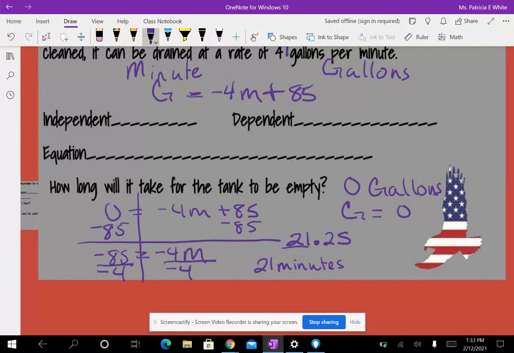So I have 21 minutes and 0.25. Is that going to be 25 seconds, guys? No. This is 1/4 of a minute. So there's 60 seconds in a minute. Then to divide that into quarters, 1, 2, 3, 4. Here's my 0.25 of a minute. How many seconds would that be? 21 minutes and 15 seconds.